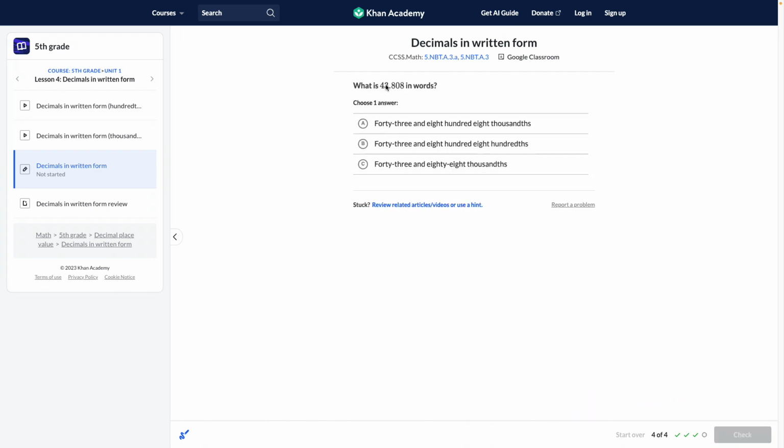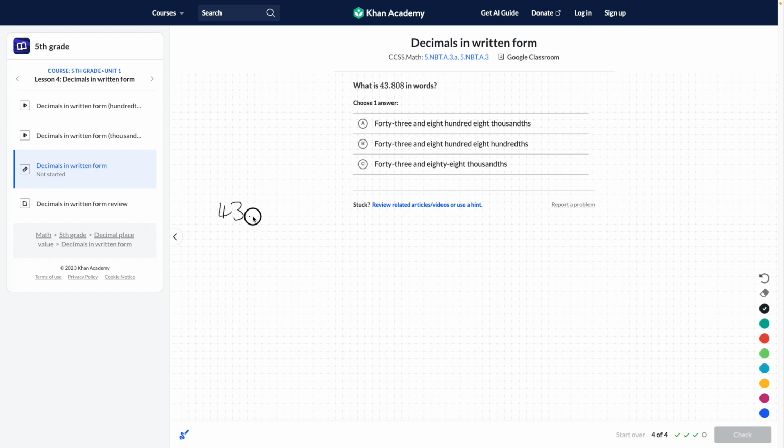What is 43 decimal 808? Now don't get confused about this. We're going to see people read too fast or not read the question. This is not 43,808. This is a comma and this is a decimal. Now, if you are in some countries where they do it the opposite way around, this would be 43,000, but it's not. This is the American way of doing it, or the British way as well. And so this is 43 decimal 808.